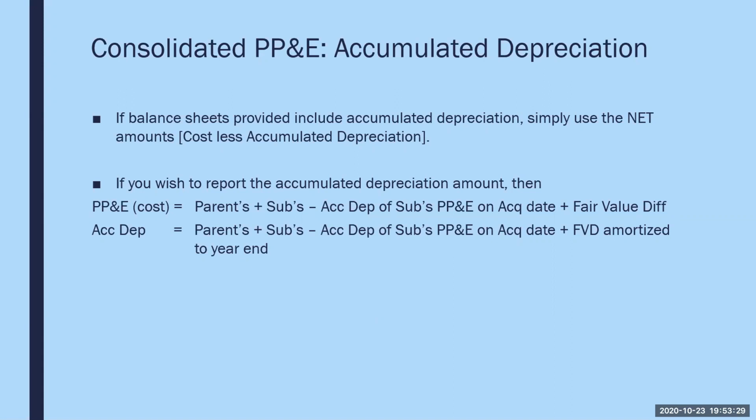And for accumulated depreciation, you'll take the parent's accumulated depreciation plus the subsidiary's accumulated depreciation, remove the accumulated depreciation that existed on the subsidiary's books on the date of acquisition, and instead replace it with the amortization of the fair value difference on that item from the date of acquisition up to the current year end. I do not recommend trying to do this unless absolutely necessary. It would be much easier if you just use the net amounts, as I said in the first bullet.